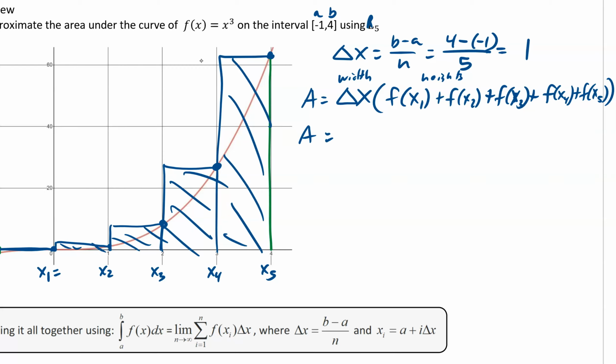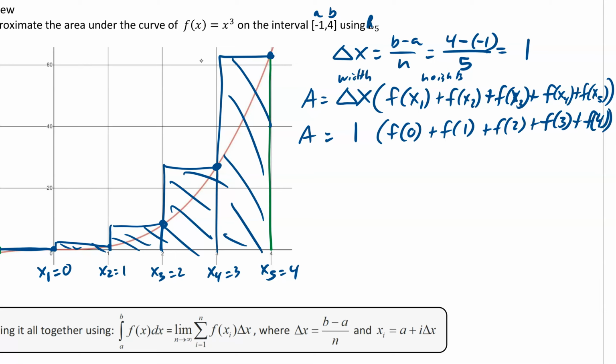So we know our delta x is 1, and then we're going to be plugging in what each one represents. So our x sub 1 is 0, x sub 2 is 1, 2, 3, and 4. So we're going to plug in 0, 1, 2, 3, and then 4 into our function to get all of our heights. So this is just a cube, so we're just going to cube each of those x values. So 0, 1, 8, 27, and 64.